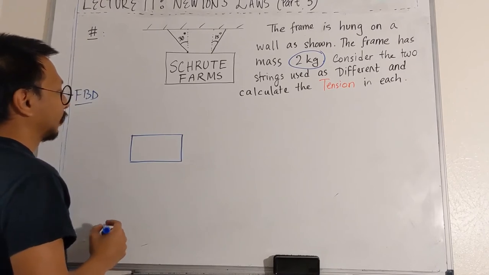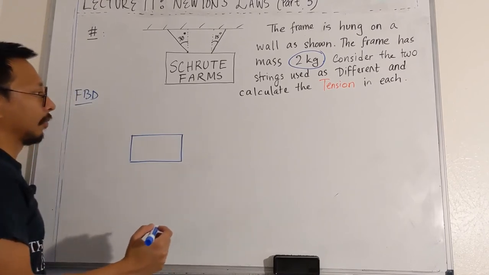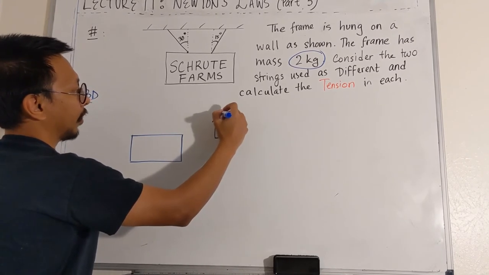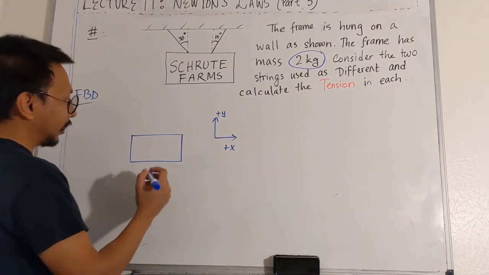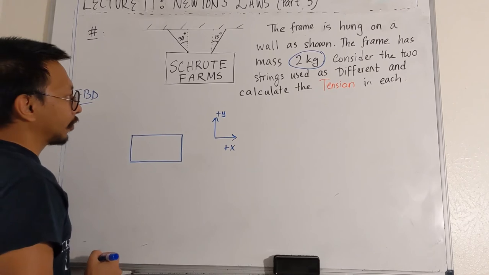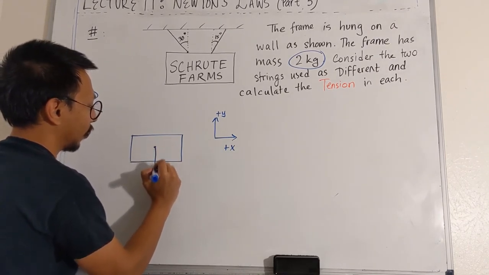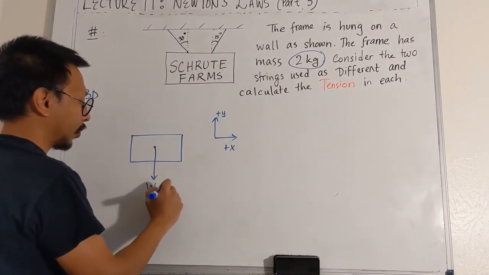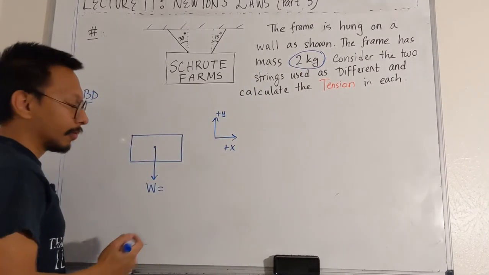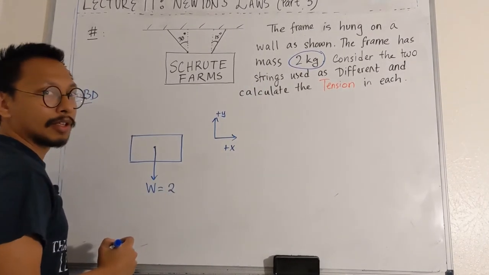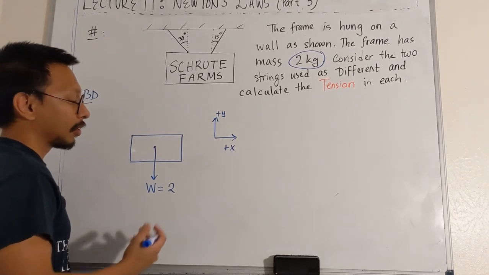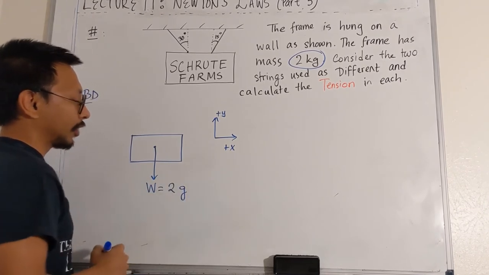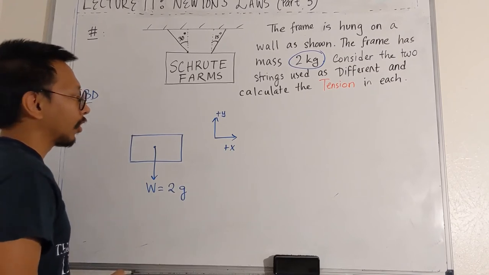We have the box here. Before drawing the forces, let us first choose our axes. I will choose plus x going this way, plus y going upwards, and on this diagram we will have to denote all the forces. First and foremost, since this frame has a mass, it will have a weight of mass times g. Mass is 2 kilograms times g. Sometimes we might mistake g as grams, but this g is the acceleration due to gravity. So 2 times g means 2 times 9.8 on Earth.